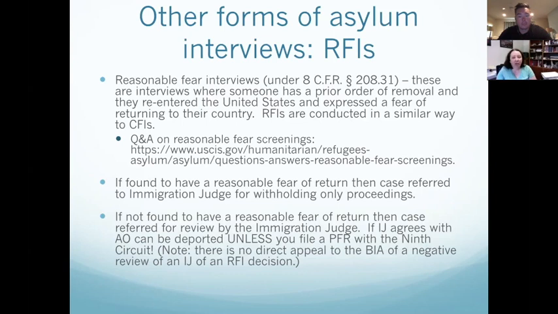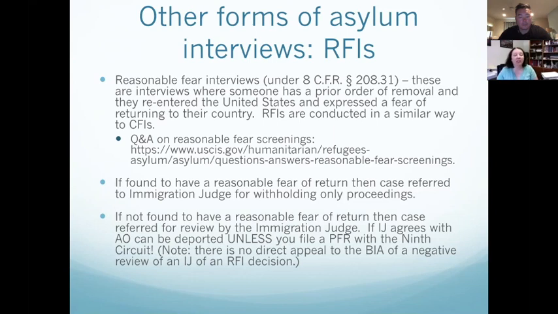So the other form of interviews, so you'll hear about CFIs. The other one is RFIs, reasonable fear interviews. These are interviews for people who have a prior order of removal and then re-entered the United States. So these are people who have somehow been deported in the past. They weren't voluntary, they didn't receive voluntary departure or voluntary return. They were deported or ordered deported by an immigration judge, and then they left, and then they returned illegally to the United States, or they presented themselves again at the border.